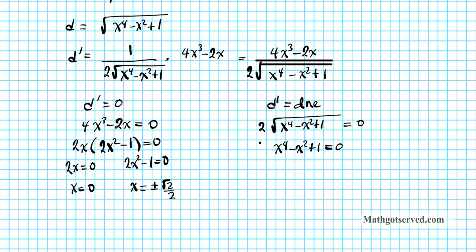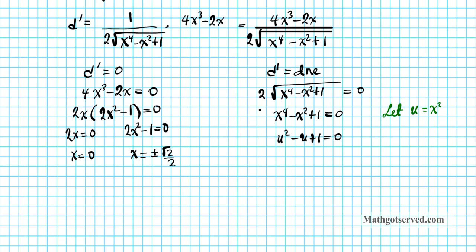This is a fourth degree polynomial. We can easily convert this into a second degree polynomial by making a nice substitution. Let u equal x to the second power. If we make that substitution, we have the quadratic u squared minus u plus 1 equals 0. We can solve this using the quadratic formula, where a is 1, b is negative 1, and c is 1.